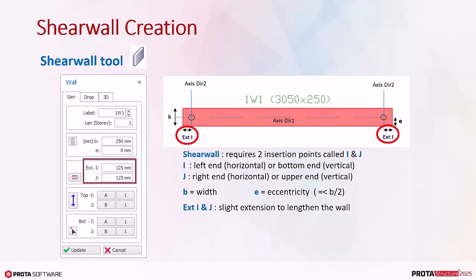Extension I and J is used to lengthen the wall slightly beyond the insertion point. However, this extension is meant to be small, and preferably less than the width of the wall. The reason is that the extended part of the wall will not be able to support any members, for example, beams or slabs.